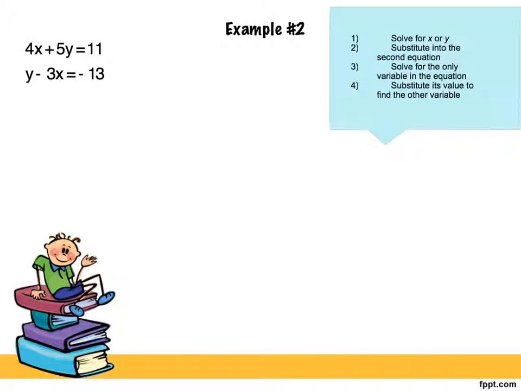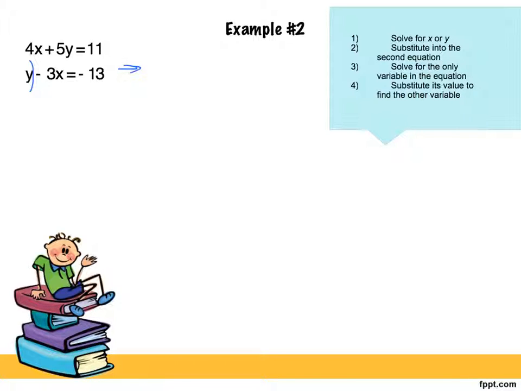Here's another example, and here I've written some steps for us to follow along as we go through. Our first step is to solve for x or y, in either equation, whichever is easiest. And remember, look for a coefficient of 1. So you want to look for the variable that has no number in front of it. We look at 4x plus 5y equals 11. Neither one of those variables has a 1 in front of it. y minus 3x equals negative 13. Well, that y has no number in front of it, so let's solve for y.